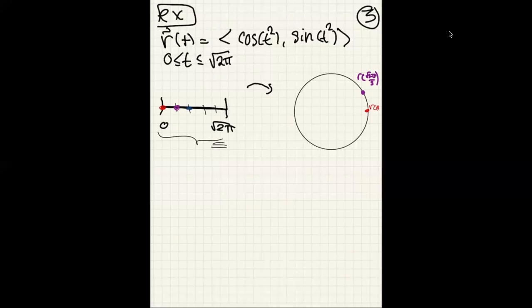This is right here. This is 2 root 2 pi over 5. And that might take us up here. This is r of 2 root 2 pi over 5. What comes after blue? Well, green. So that's maybe 3 root 2 pi over 5. And that might take us over here. So as you can see, we're starting to get faster as we move around the circle. I'll even write it down. R of 3 root 2 pi over 5.